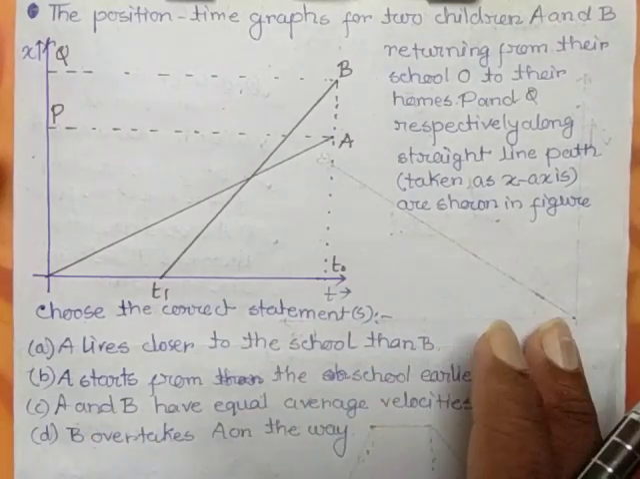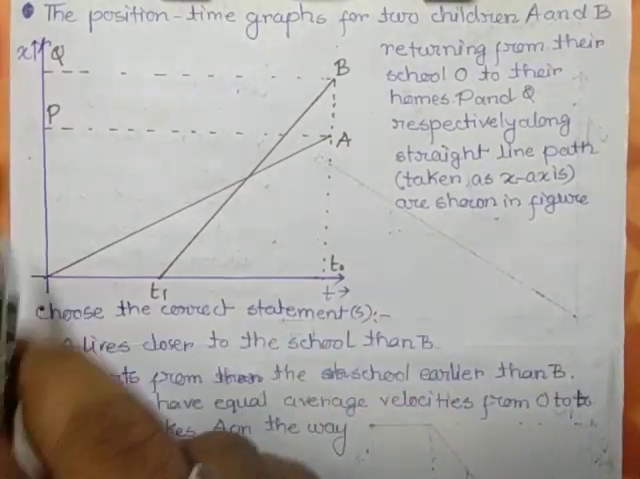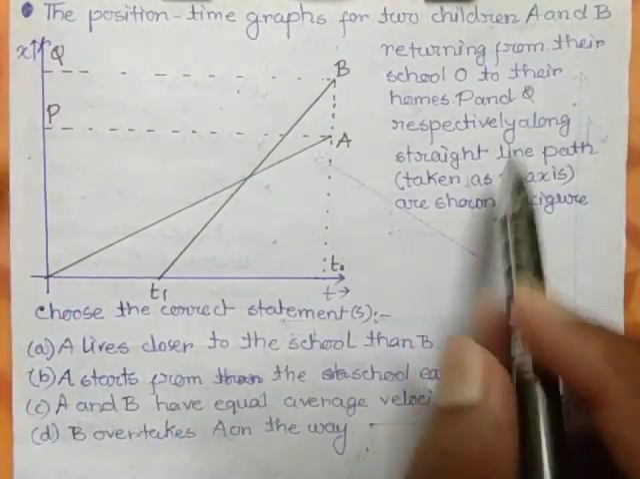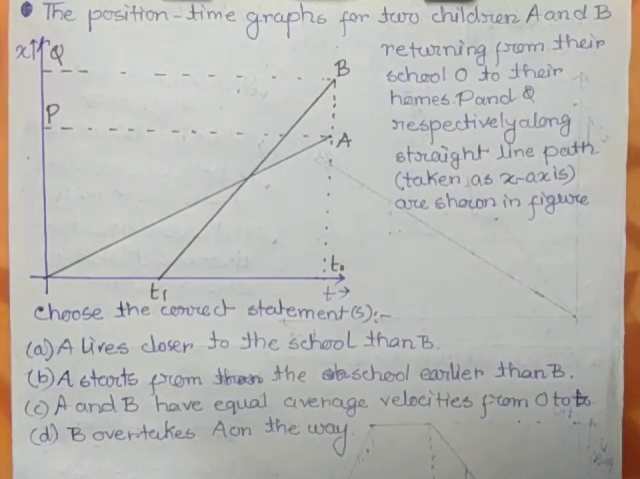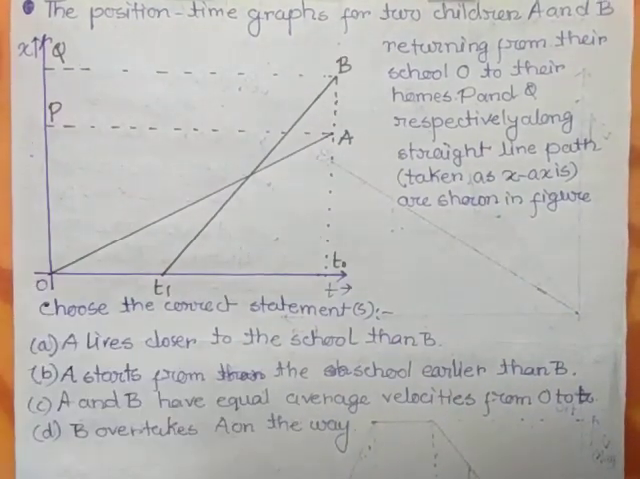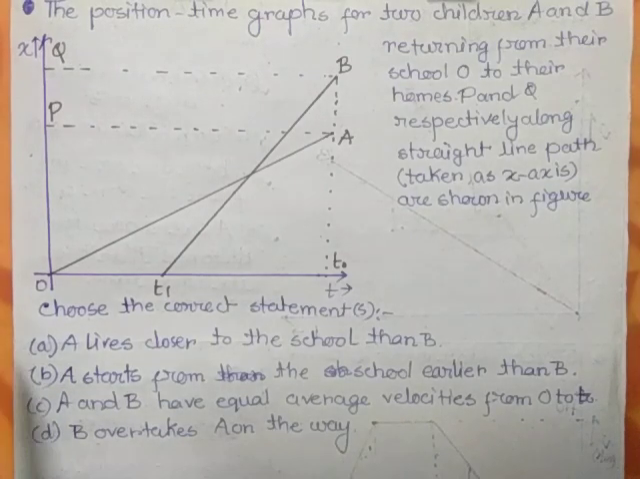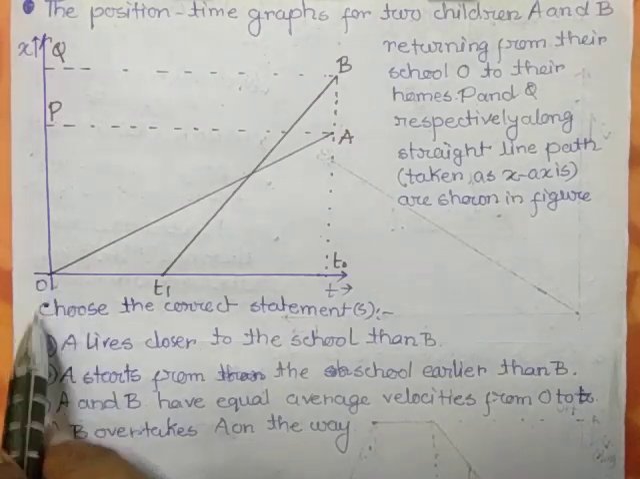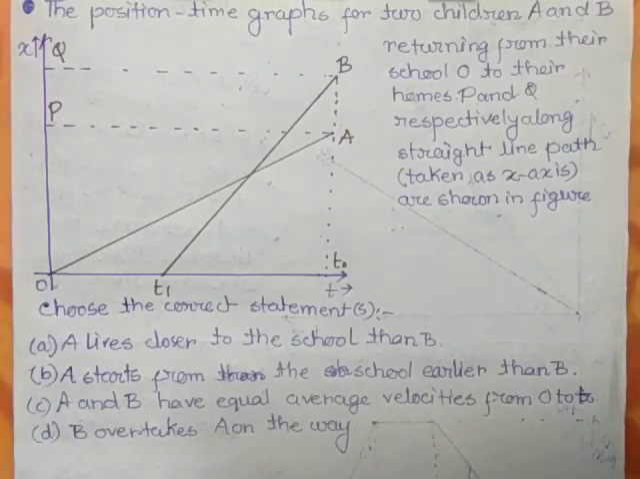The position versus time graph of the two children A and B is like this. A and B are returning from the school O, which is the origin, to their homes P and Q. We have discussed this type of thing in the previous lectures. P and Q respectively, along the straight line path taken along the x-axis. It represents x versus time, how the displacement changes with time.